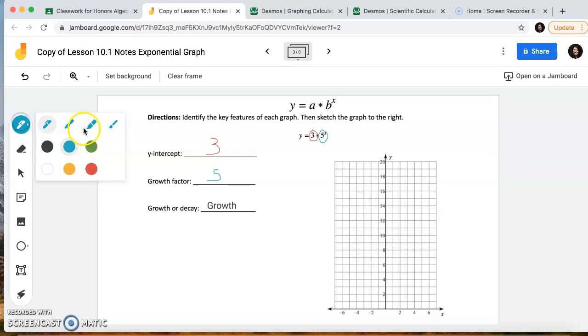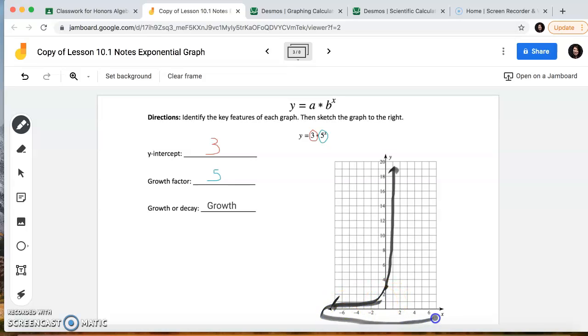So then to graph it, and all it wants us to do is sketch. We're just sketching. Our y-intercept is 3, so that will go right here. And then to sketch it, it's going to look like this. I'm going to do my best to make this look correct. One of my better graphs. So growth goes in this direction: as the x values get larger, the y values get larger.